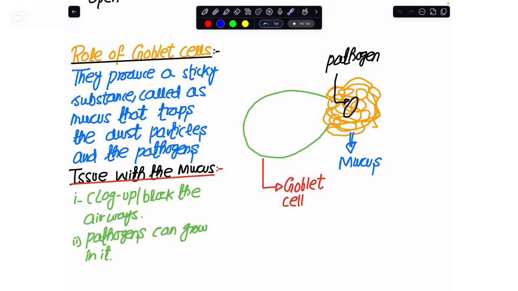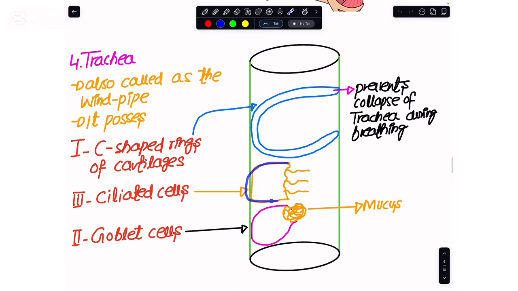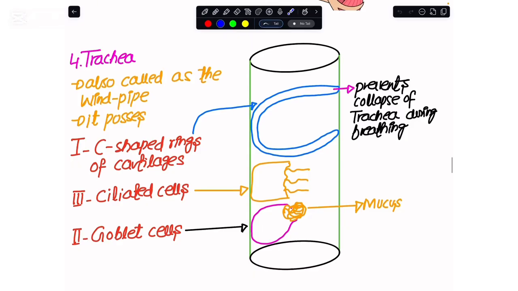Now, from this problem, the solution would be provided by these ciliated cells that we have with us, because these ciliated cells, you see that they have some finger-like projections or hair-like structures, and they sweep. Okay, they have a flagellating movement. So when we allow them to do the flagellating movement, this mucus would be moved up the trachea, and then it would go to the pharynx, from where we can spit it out or we can ingest it into our stomach, where the hydrochloric acid would digest this off.